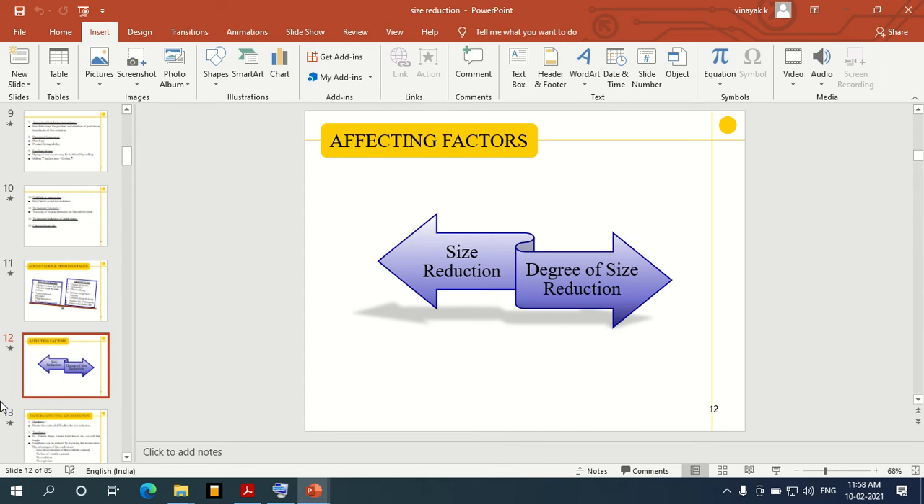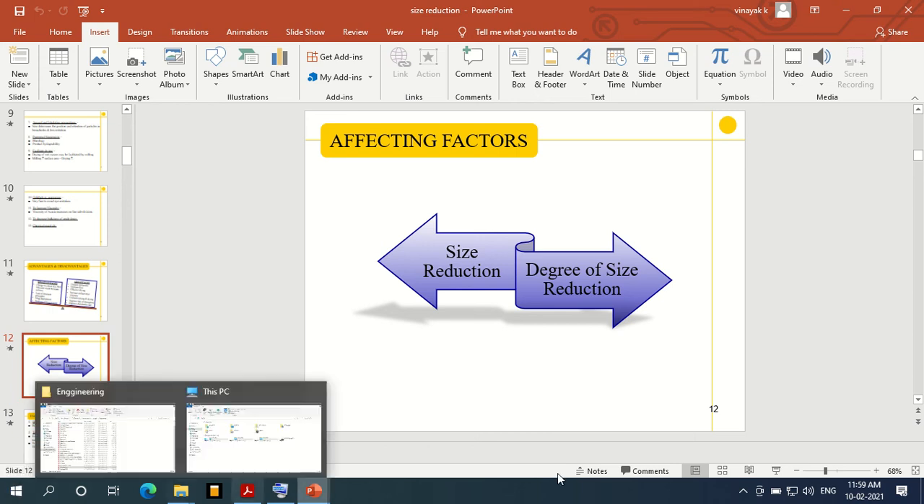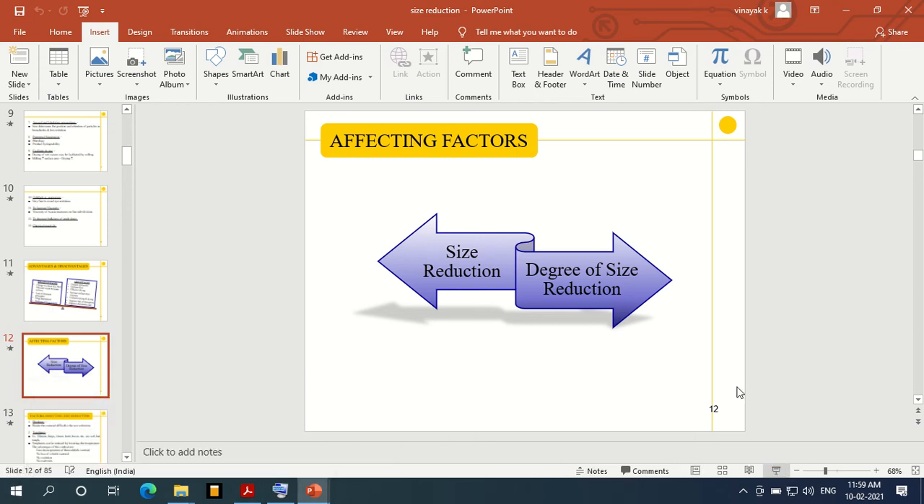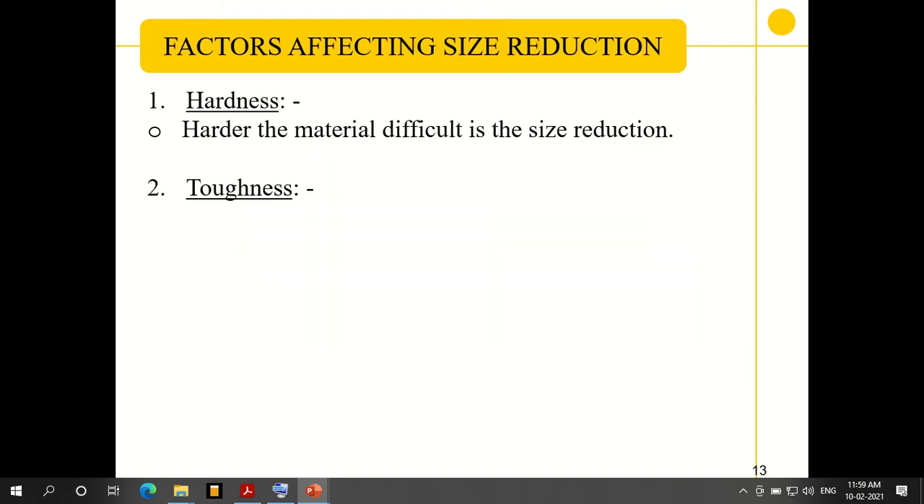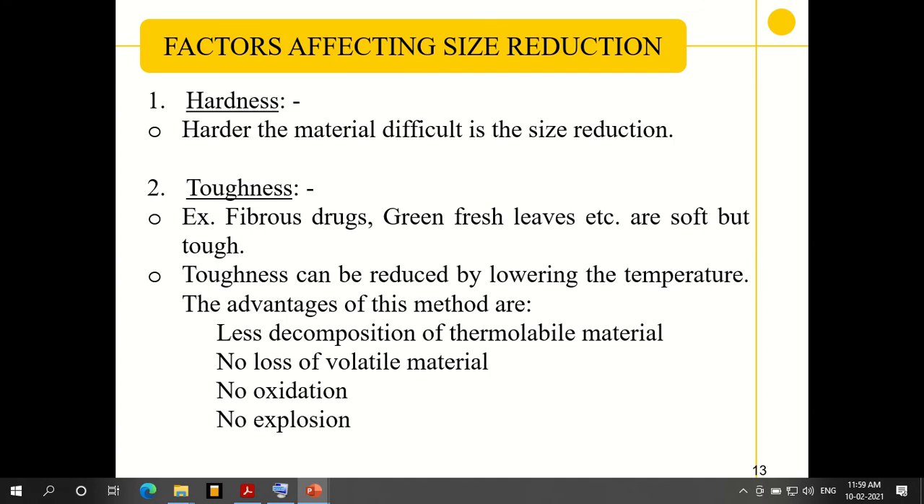There are factors we should consider: factors related to the material which is going to be size reduced, and factors related to the equipment which is to be used for the size reduction. In respect of that, we will see some of the factors. Majorly, the nature of the component matters here. We'll see one by one. So this is what the factors affecting size reduction are.